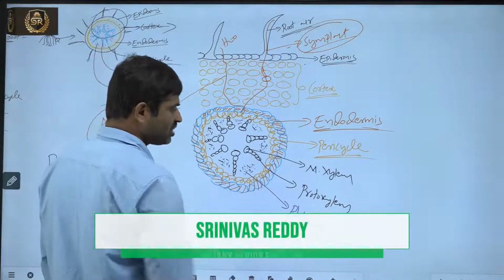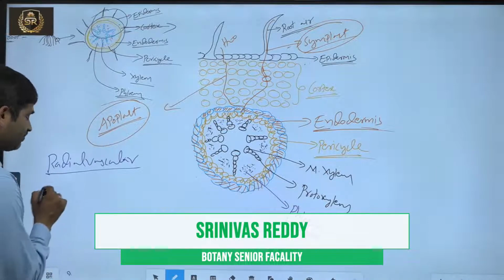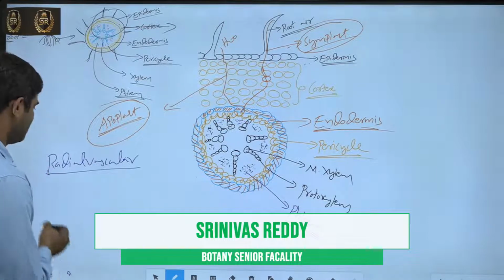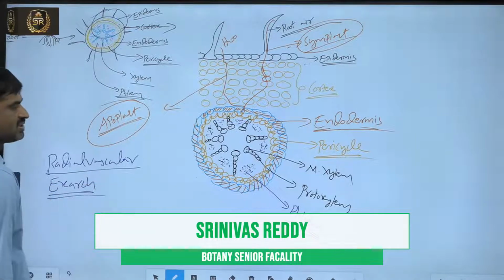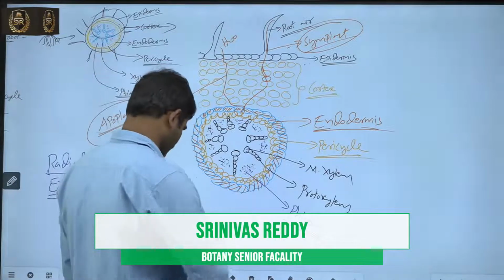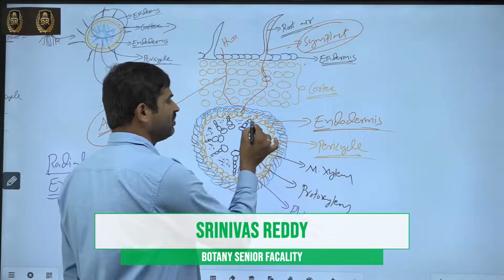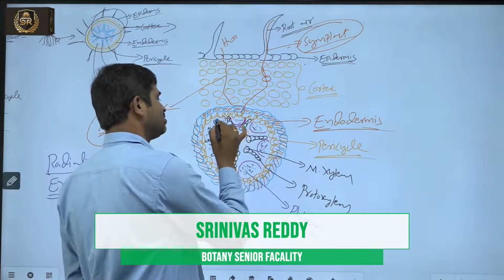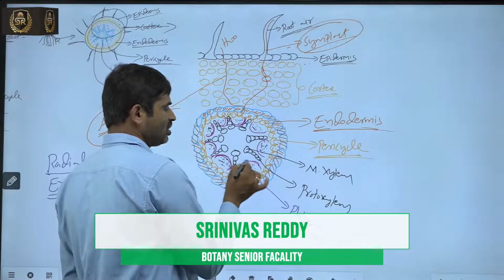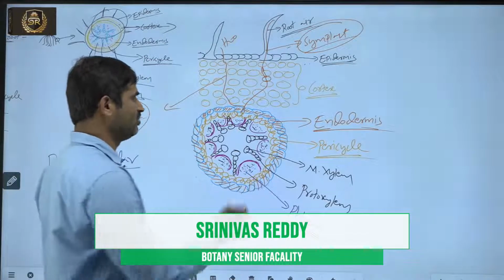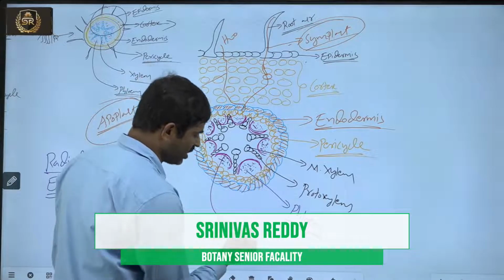Next one, protoxylem is present outside and metaxylem inside. This condition is called exarch condition. Exarch xylem vessels are present. One more important thing: xylem and phloem are separated by one tissue, called conjunctive tissue, or conjoint tissue.